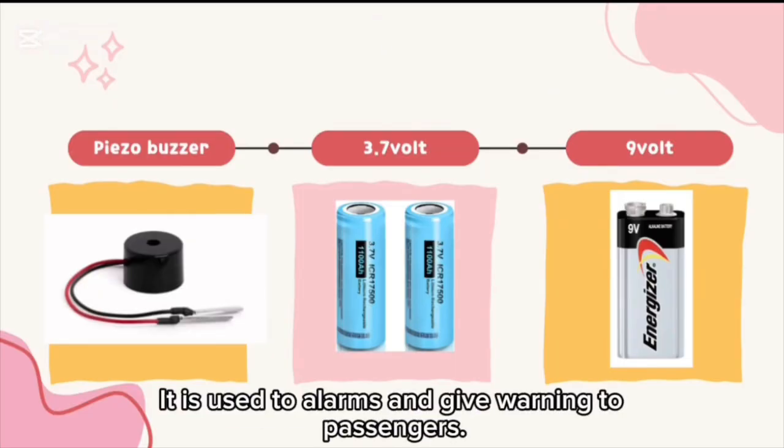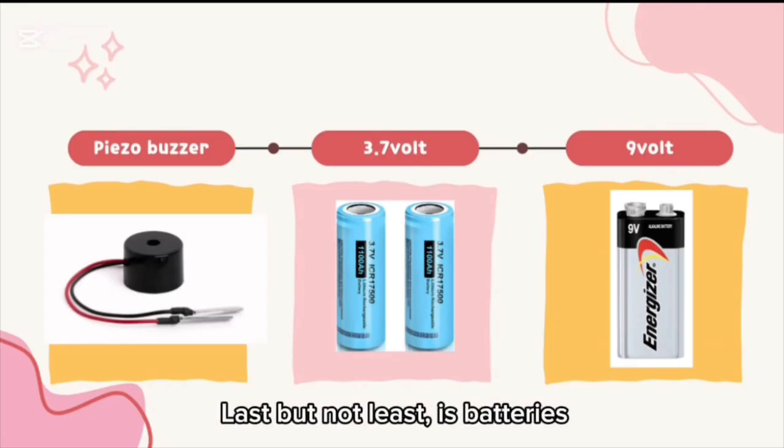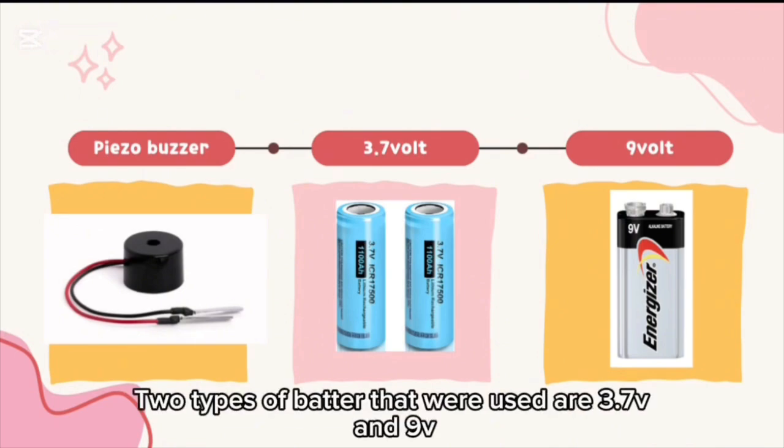Right, next we have piezo buzzer. Piezo buzzer is used for alarms and to give warnings to passengers. The last but not least is batteries. Two types of batteries that we use in making CamCam are 3.7 volt battery and 9 volt battery.